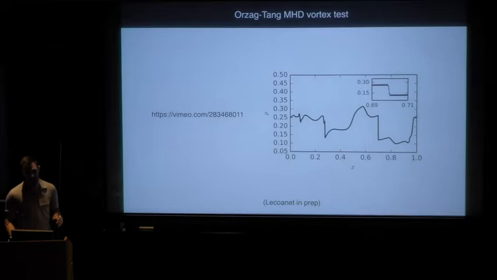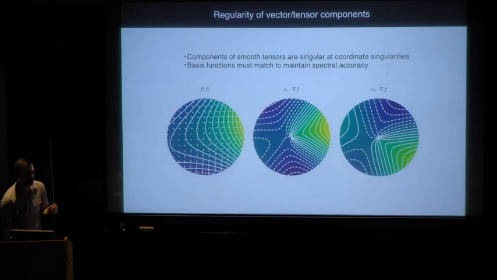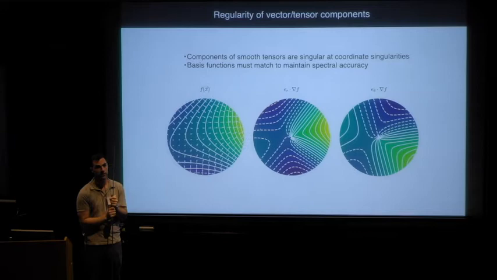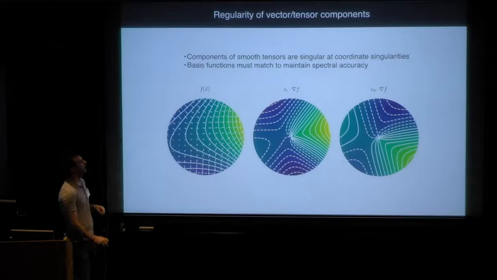Okay, so spectral methods in curvilinear domains. This should be pretty quick. So curvilinear domains are interesting from a spectral method perspective, and this is because the analytic behavior of vectors and tensor components is different than scalars in curvilinear coordinates. So if I have a coordinate system where I have a coordinate singularity, then the analytic behavior of vectors and tensors is different at that coordinate singularity than scalars.